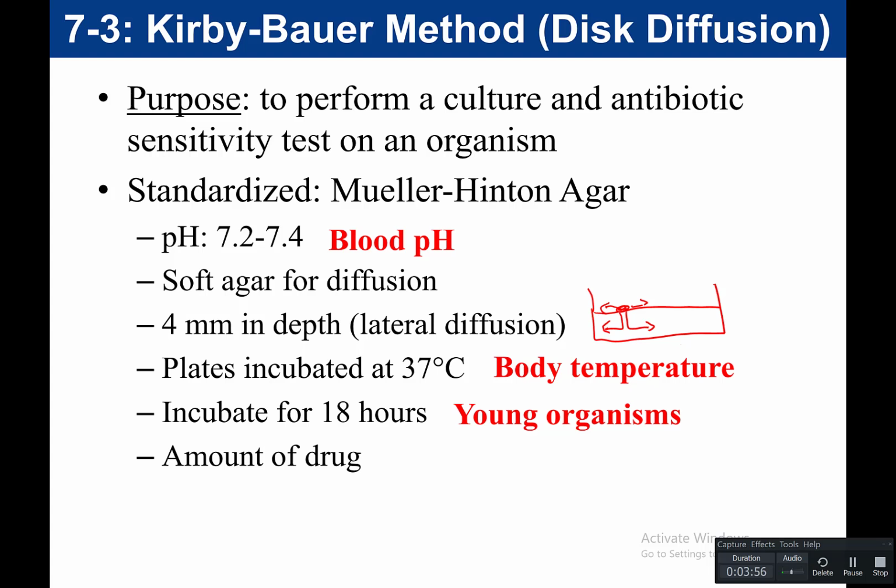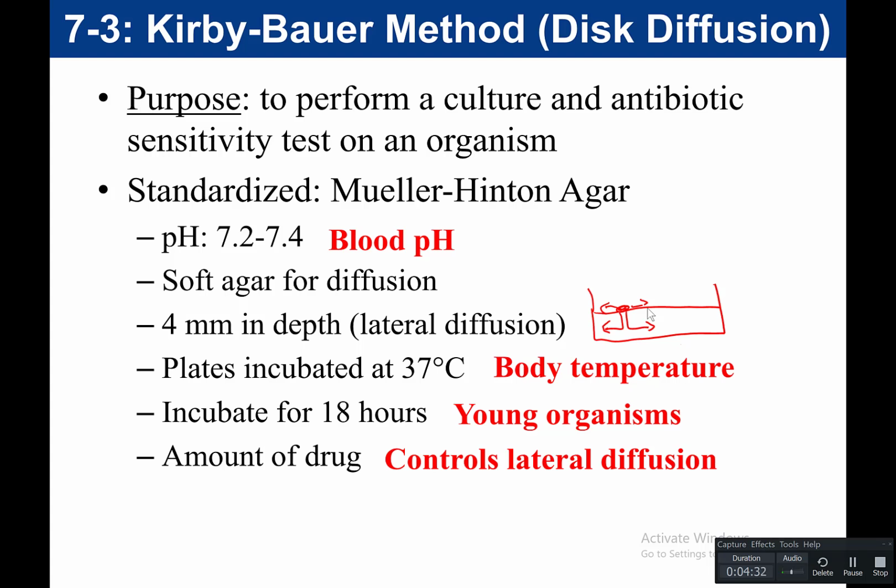And then the amount of drug is standardized. What that means is that the amount of drug will control lateral diffusion, because if I put a lot of drug on this disc, it's going to diffuse out further. If the concentration is low, it's not going to move as much. So if you think about this, the concentration of drug that's going to be on that antibiotic disc should be a concentration that is physiologically relevant, meaning that it's a dose that could be safely given to a patient, right?